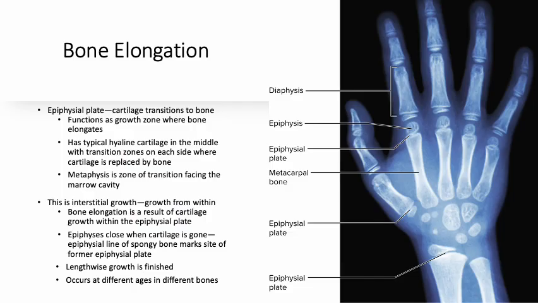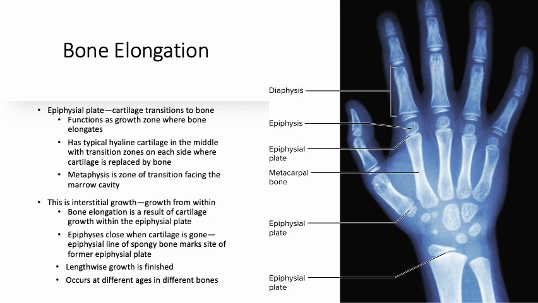So bone growth, or bone elongation. Bone elongation typically occurs in infants and children because adults don't grow. Like, our bones are not getting longer, right? They grow at the epiphyseal plate, or the growth plate. It's a cartilage transition from bone.